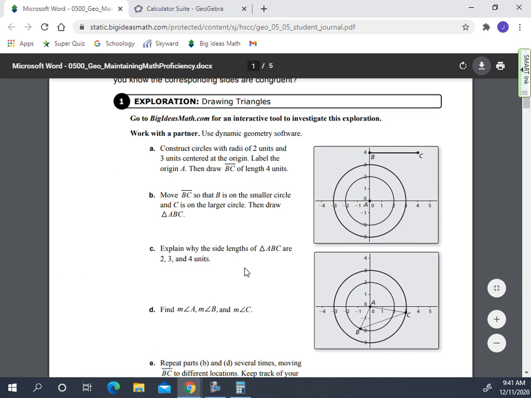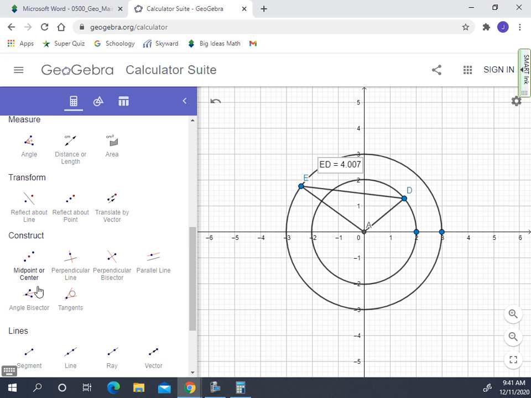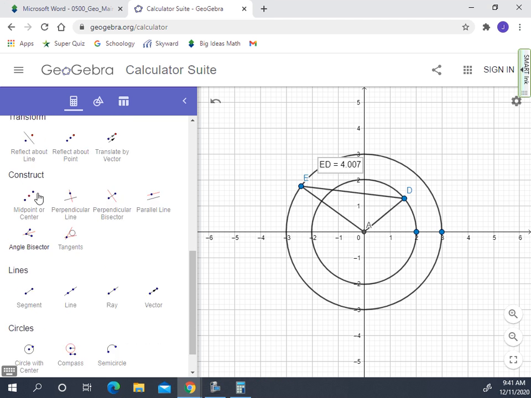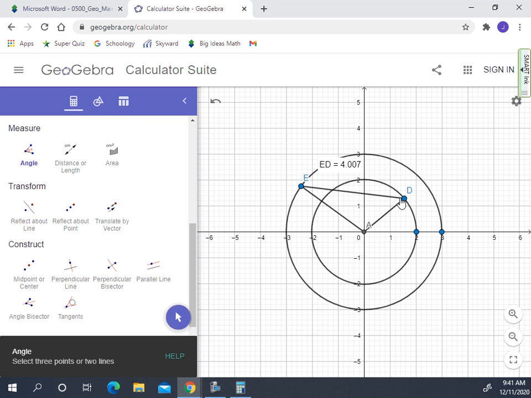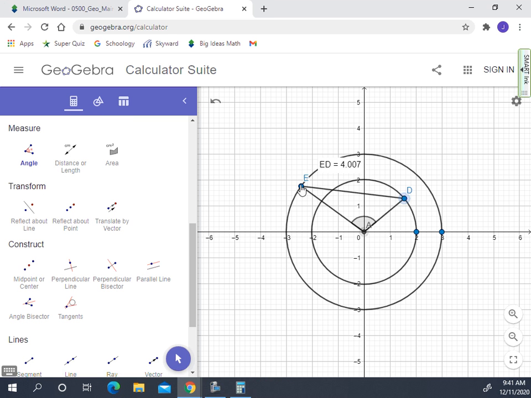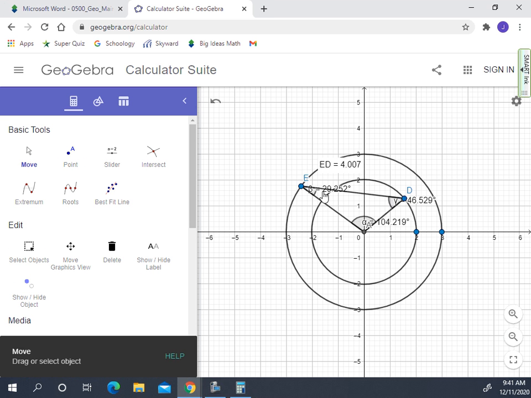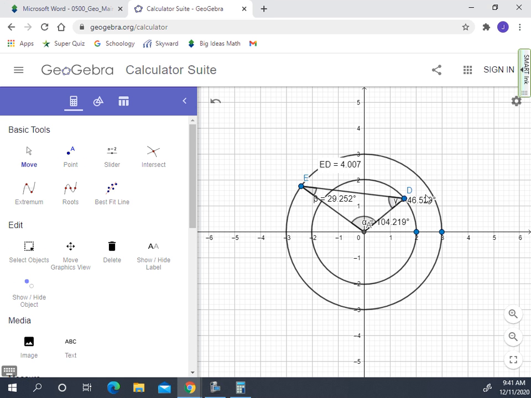Next, they want us to find the angles of A, B, and C. So we want to find the angles of our triangle. To do that, we go to angle. Find each angle. So angle A is going to be 104 point whatever. Angle E will be 29 point whatever. I'm going to move these so it's a little easier to see.